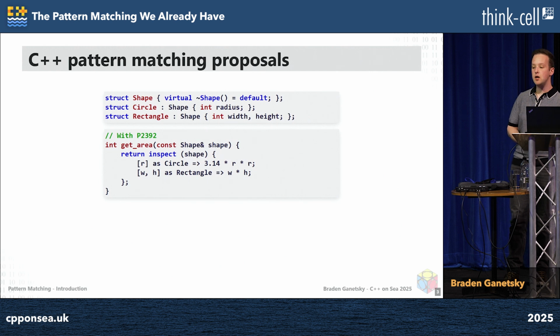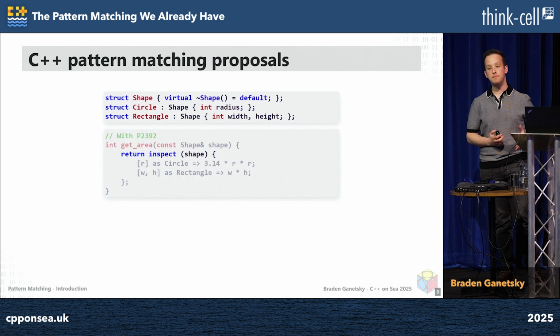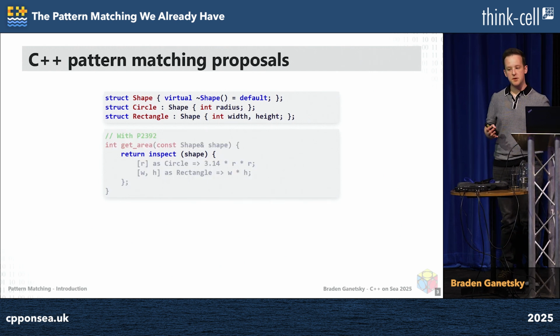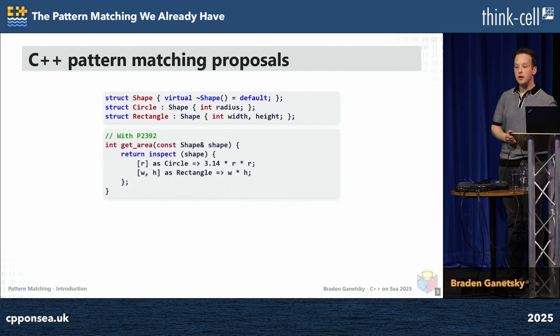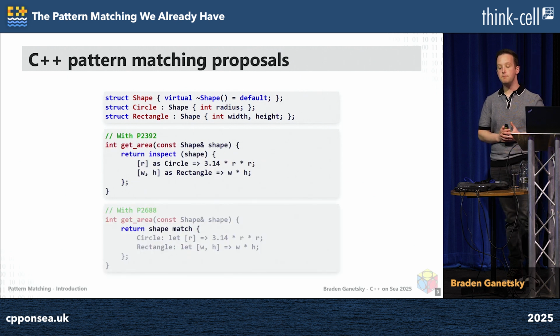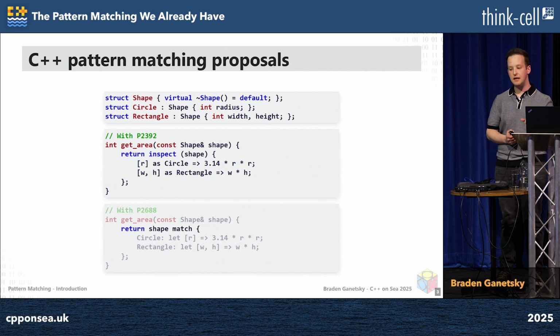This is Herb's paper. You can use the keyword inspect here. It has a similar syntax to a switch statement, but it's an expression instead of a statement. And then you can deconstruct the shape as though it's a circle or as a rectangle, and you can calculate the area accordingly. Similarly, with Michael Park's paper, you can use the match keyword, which instead of being a prefix operator, this time it's an infix operator.